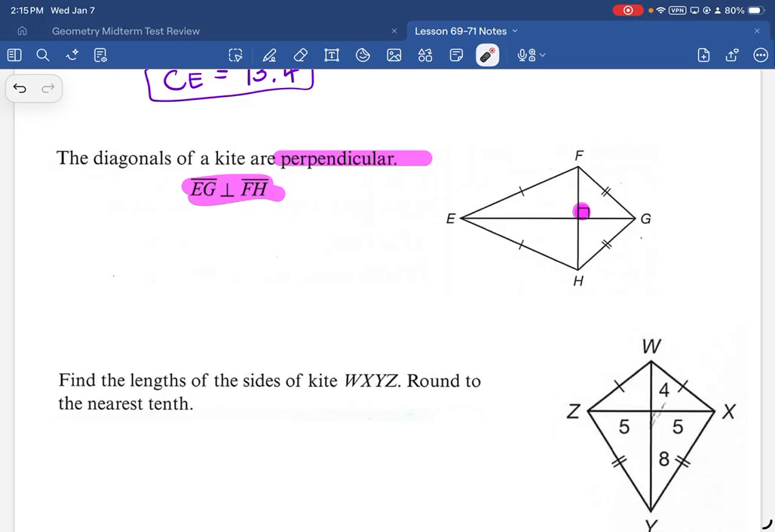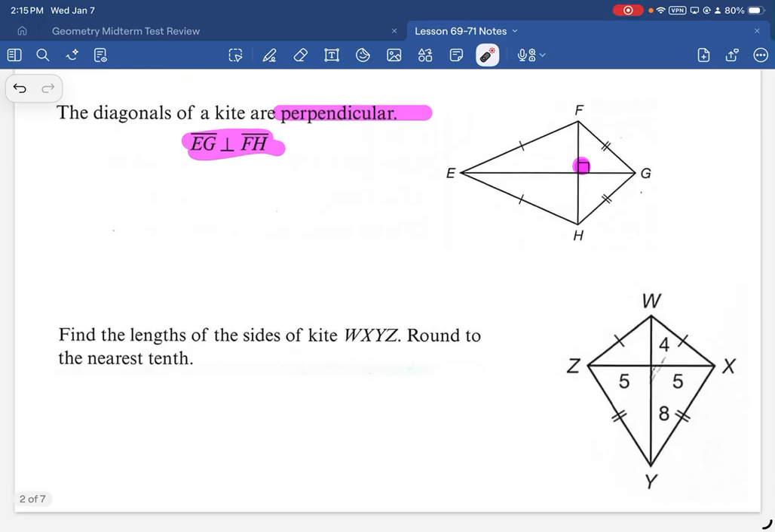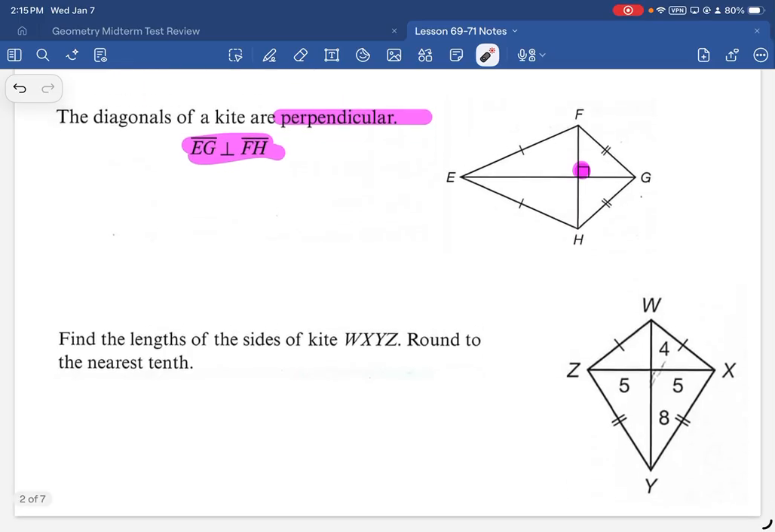All right, let's apply that postulate to this problem down here. It says, find the lengths of the sides of kite WXYZ. So, just to make it clear, they want you to find this, this, this, this. Find the sides. Round to the nearest tenth. Round to 1 decimal place.